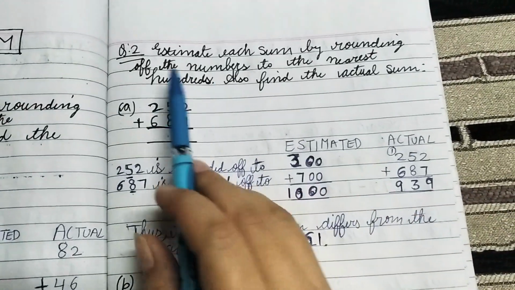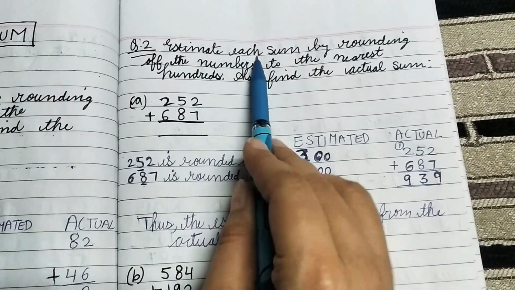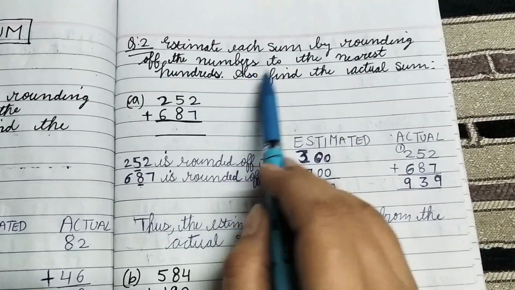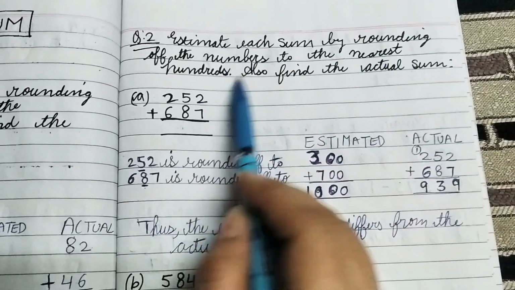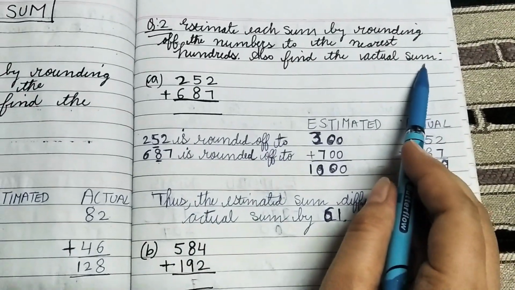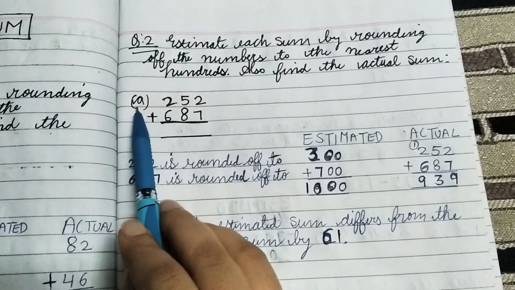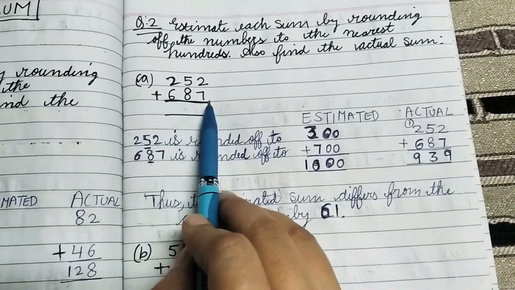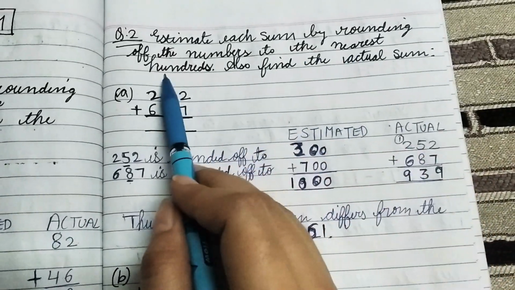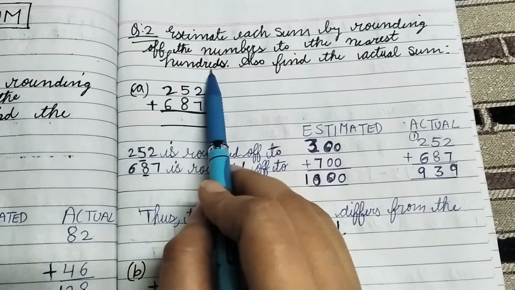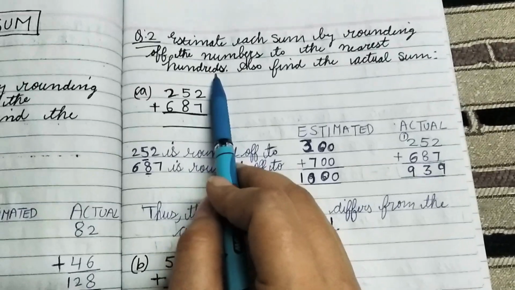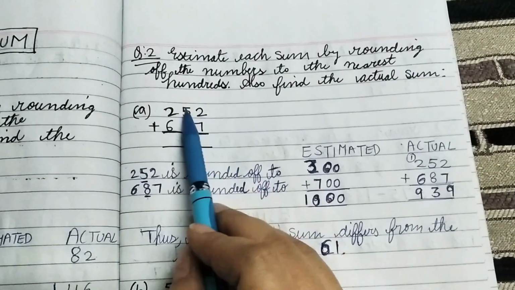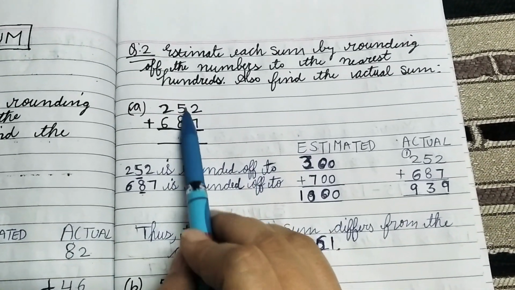Let us come to question number 2. Estimate each sum by rounding off the numbers to nearest hundreds. Also find the actual sum. So students, A part is given to you, 252 plus 687. So now here you are required to round off these numbers to nearest hundreds. Whenever you are rounding off to nearest hundreds, you have to concentrate on the tens place digits.